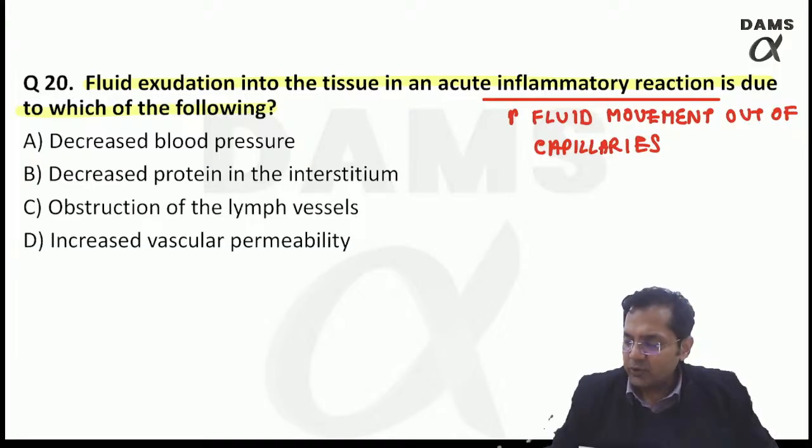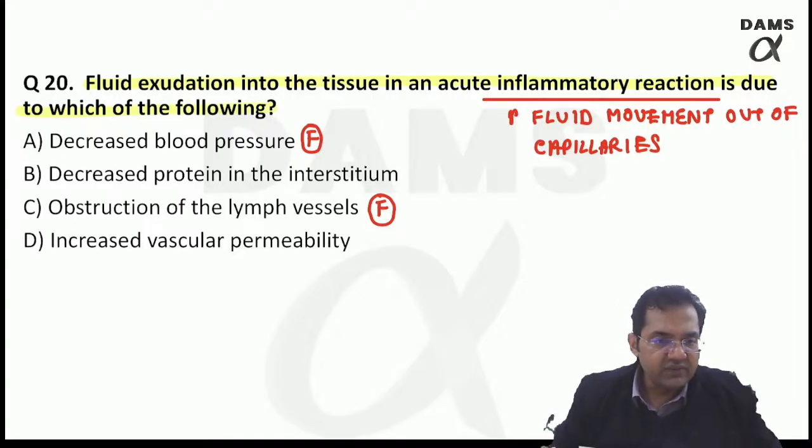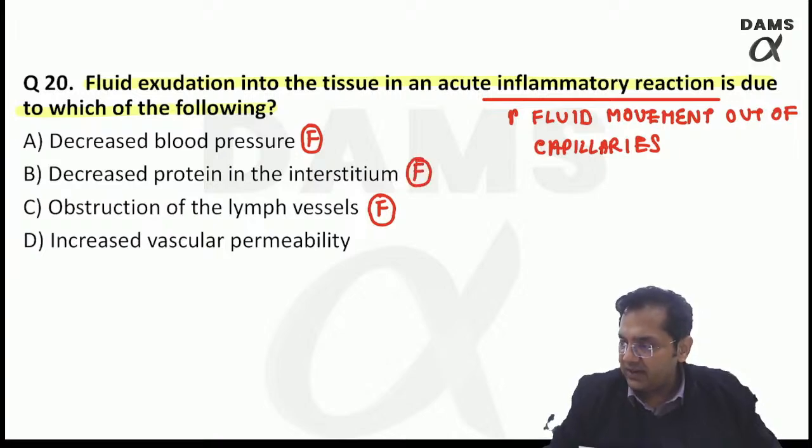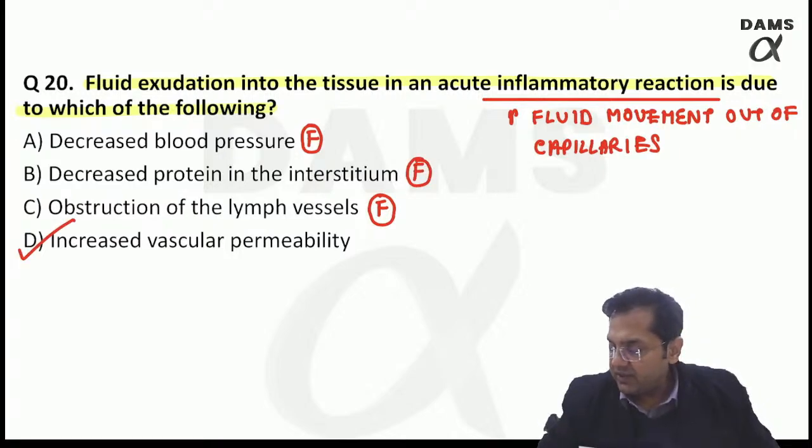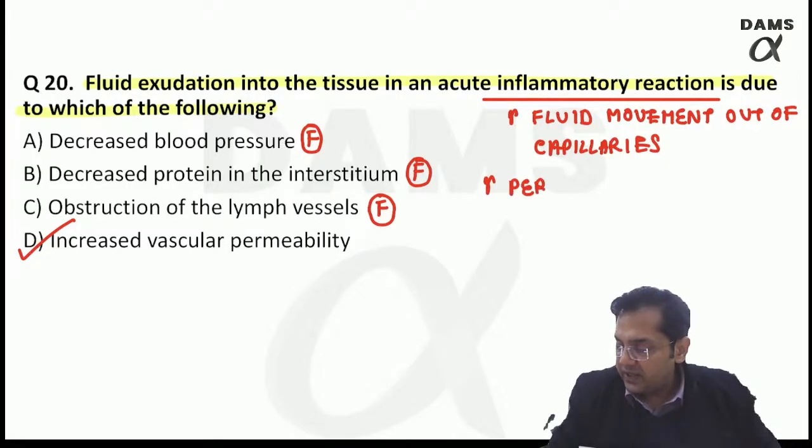But what is the reason? Reason is nothing to do. Why will the lymph vessels be obstructed? This is wrong. Lymph is working fine. Blood pressure is also not decreasing much. Decreased protein in interstitium? No. The main reason is inflammation causes increase in permeability of the capillaries. Yes, absolutely right. That is the correct answer, Uttam. Good.